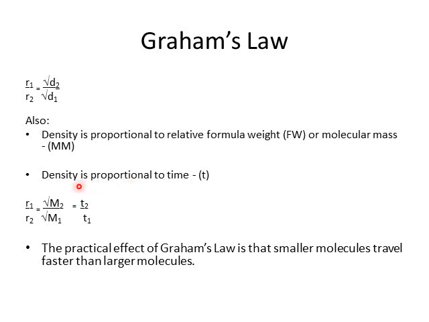So from that, we can put together a number of useful equations. I can have rate 1 over rate 2 is equal to the square root of molecular mass 2 divided by the square root of molecular mass 1, which can be equal to time 2 divided by time 1. From a practical sense, what we're looking at here is that Graham's law is about smaller molecules being able to travel faster than larger molecules.